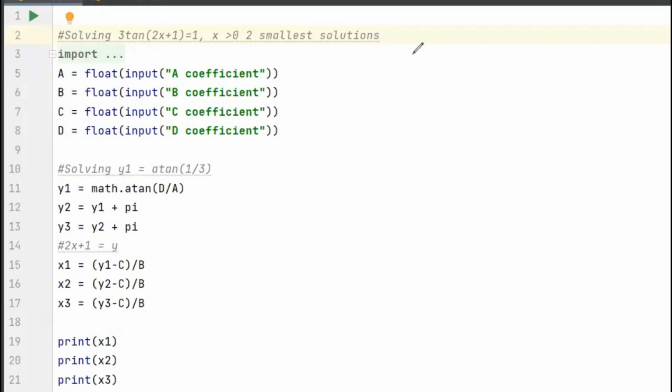So here we have the inputs. This is what the user will put in. And so we've got there the inputs, and you can see some commands here. So we've got input, which makes sense. That's what we want the user to do. And we're telling the user the A coefficient.